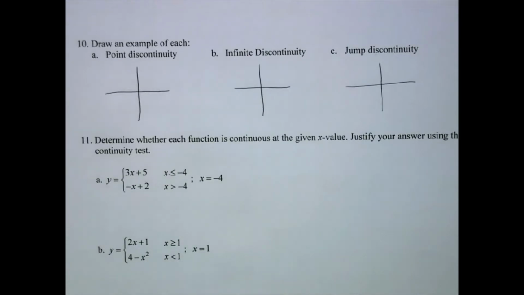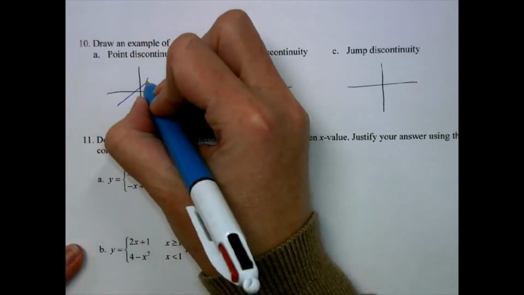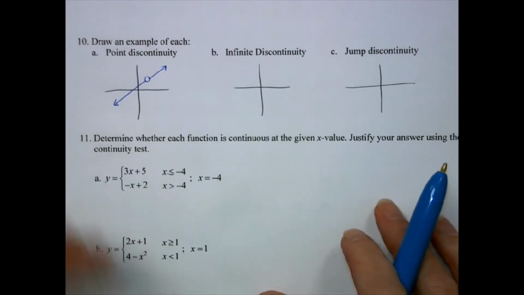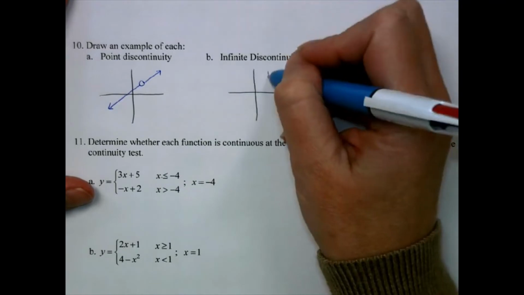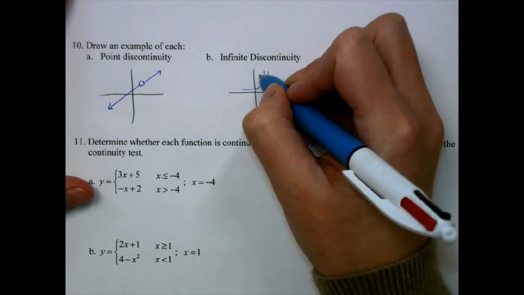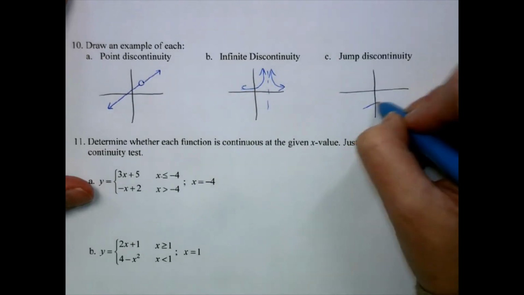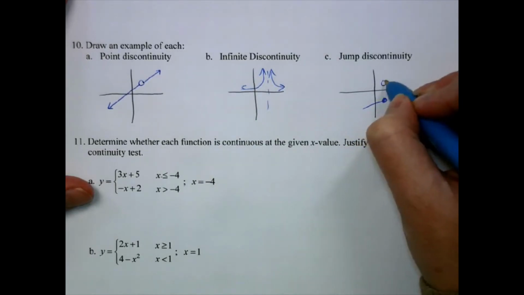Discontinuity. Point discontinuity just means that at a single location, we have a hole in the graph. Infinite means we have some sort of asymptote. Jump means we're going to have some sort of jump in the graph.